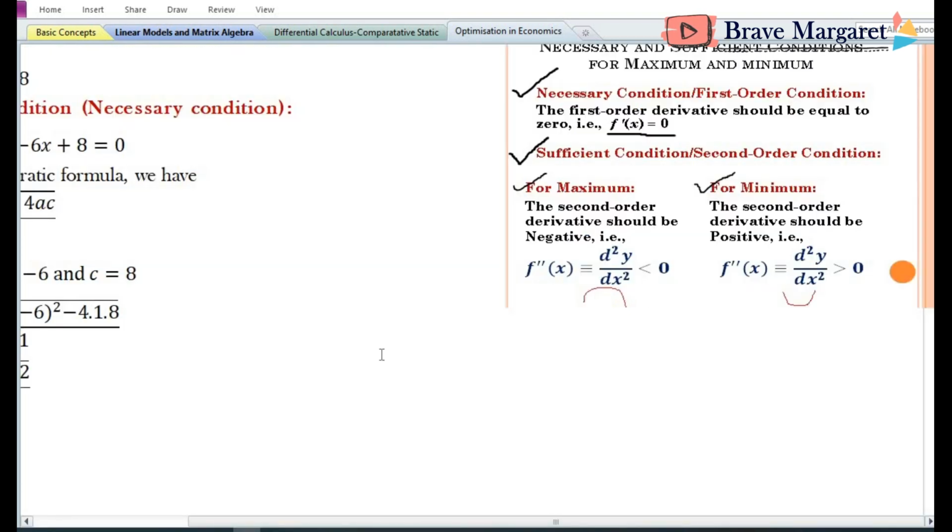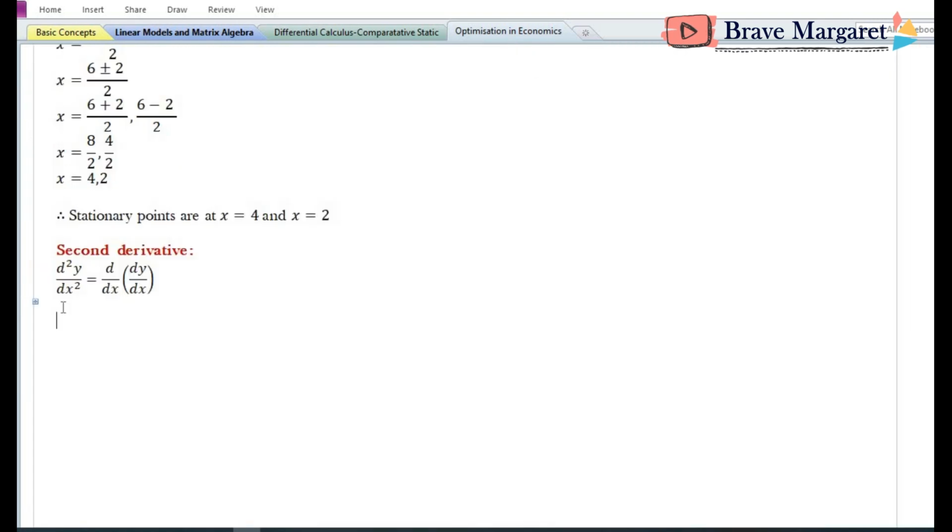In order to find the maximum and minimum value of a function, we need to satisfy the second order condition. In order to satisfy the second order condition, we need to find the second derivative. Let us now proceed to find the second derivative of the function. The second derivative of a function is denoted either by f double prime x or d squared y by dx squared, which is equal to the derivative with respect to x of the first derivative, that is d by dx of dy by dx.